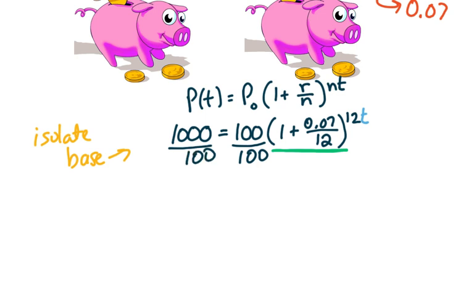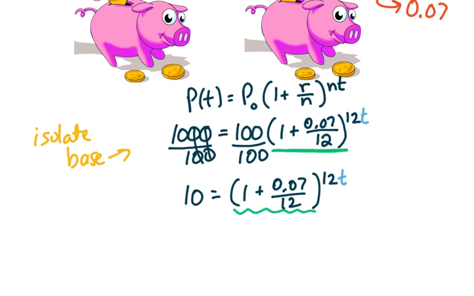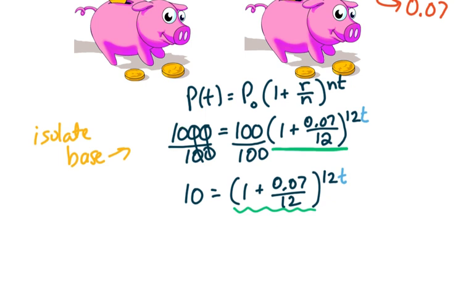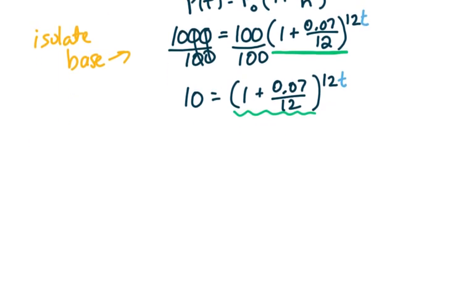All right, when I divide 1,000 by 100, I basically just get 10. So 10 equals 1 plus 0.07 over 12, raised to the 12 times t. All right, this crazy base, as weird as it looks, is now isolated, so now we can switch into log form. But this is a very hard one to do because the base is so complicated looking. So a good trick is, if you don't want to write this whole base as you see here, you can just replace it with a big X.